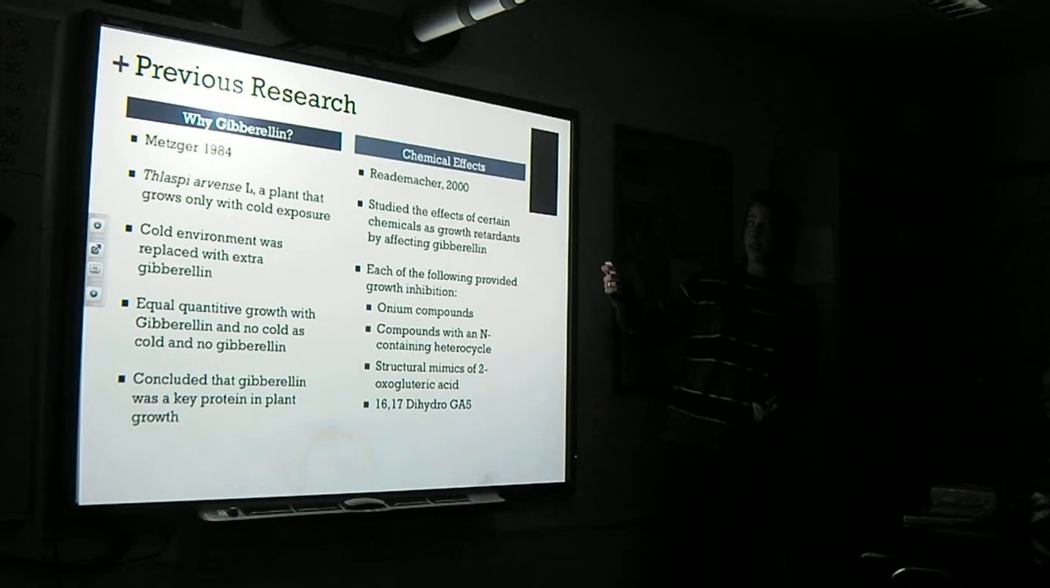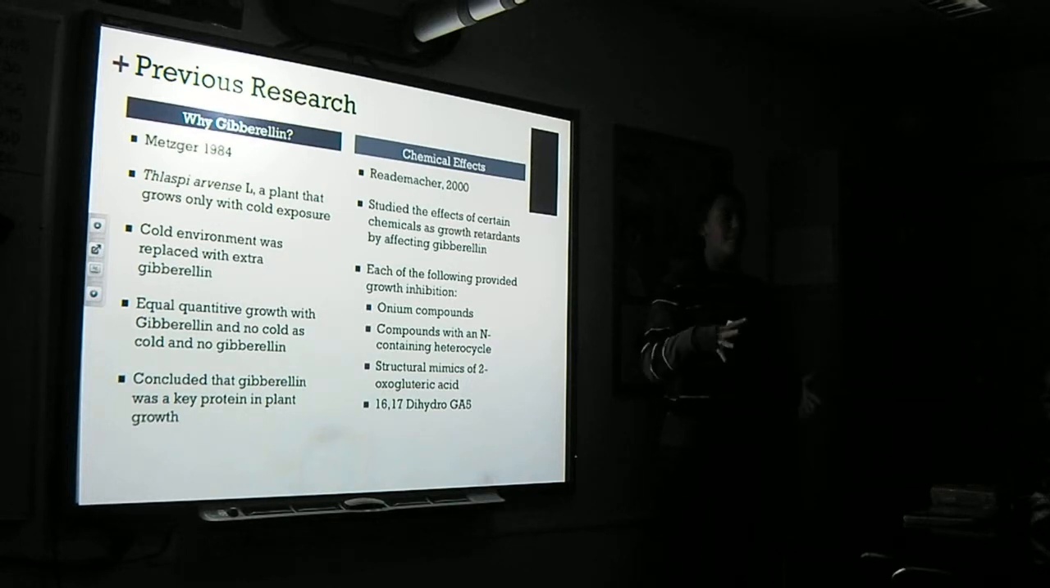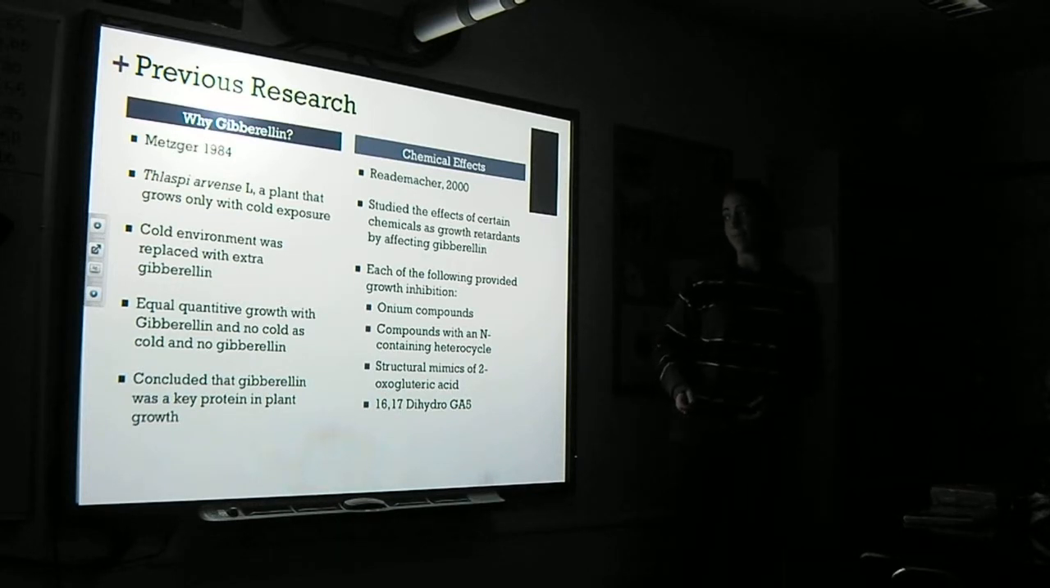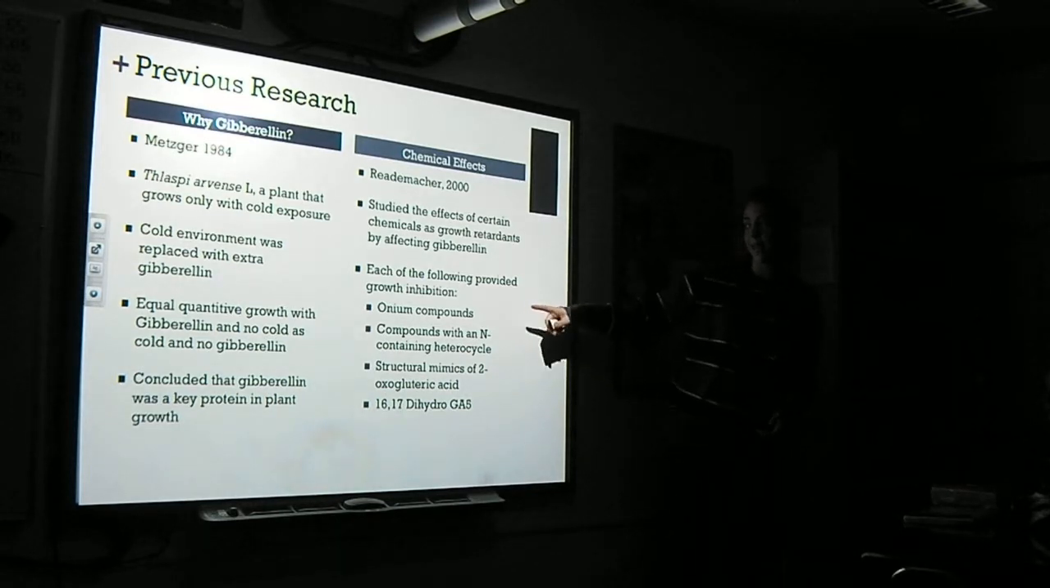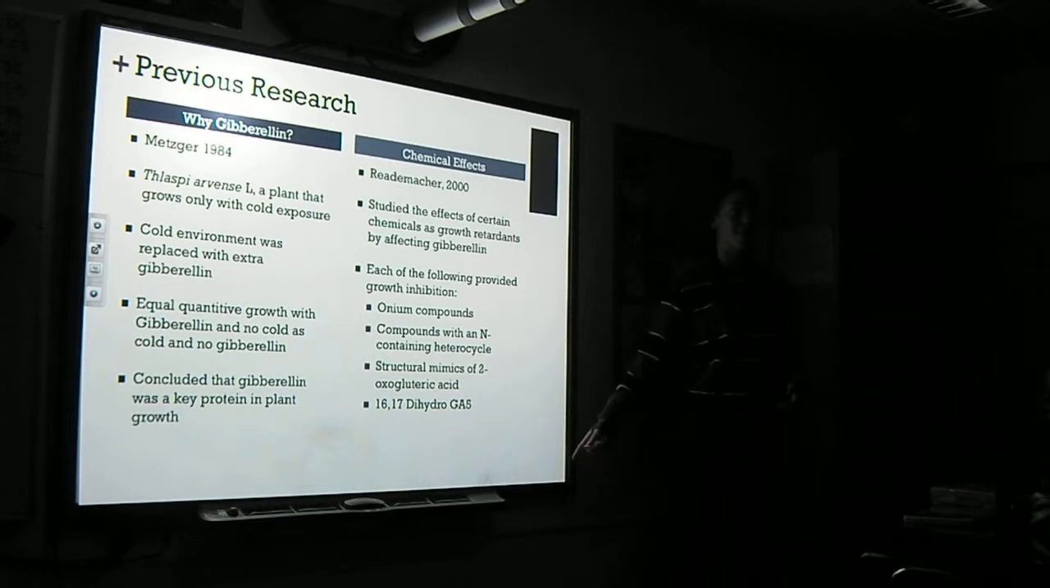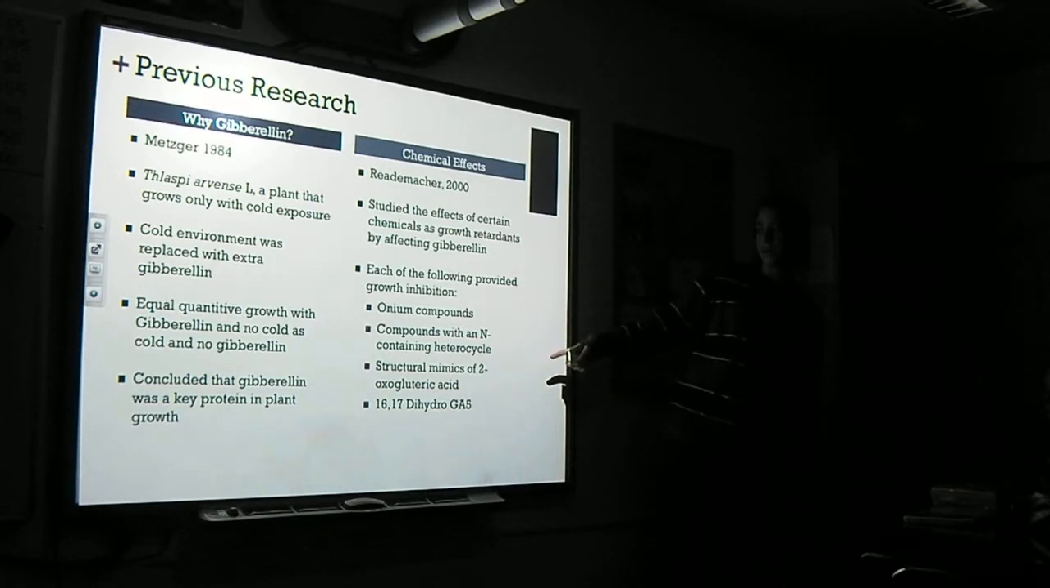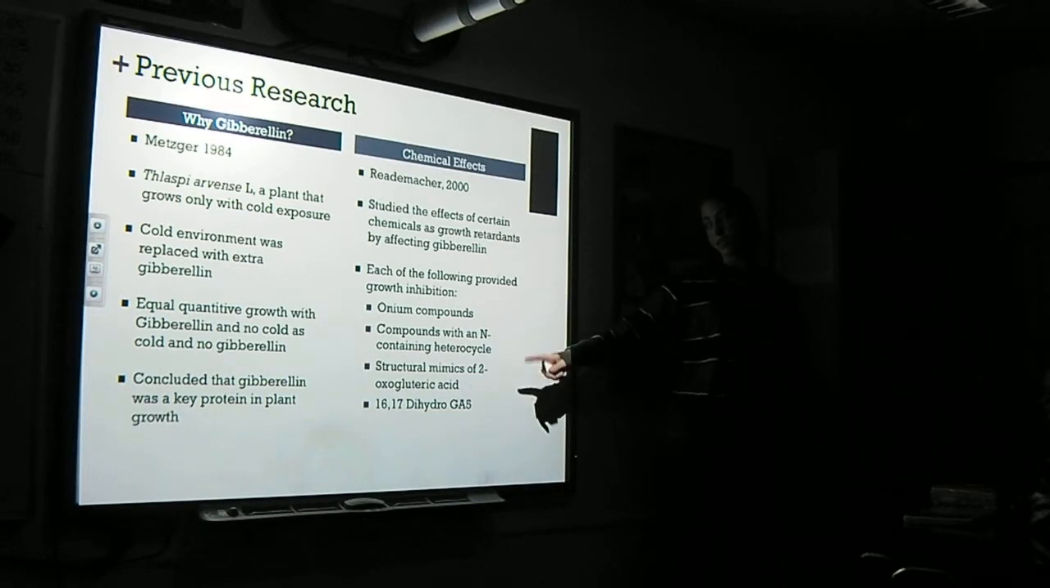And then another study was done by Rademacher in 2000, and basically it studies the effects of chemicals on gibberellin growth. So I'm studying environmental effects, he studied chemical effects. Each of these following chemicals provided growth inhibition for the gibberellin protein: ammonium compounds with an N-containing heterocycle, structural mimics of 2-oxoglutaric acid, and 16,17-dihydro-GA5.